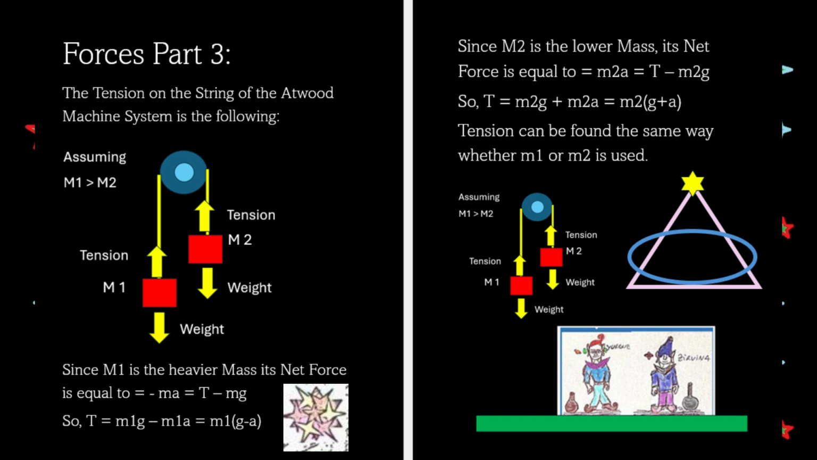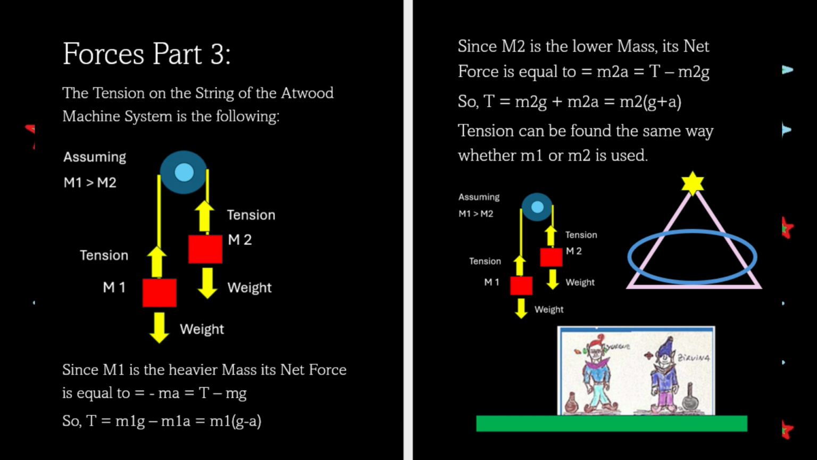So if we were looking for the tension of the string based off M1, the heavier mass, we're going to get that because M1 is the heavier mass, its acceleration will be negative, and its net force is equal to the tension up minus the weight down, and then you get a net force of negative m1a. You can find the tension by bringing the m1g to the left, so tension becomes m1g minus m1a, which simplifies to m1 times (g minus a).